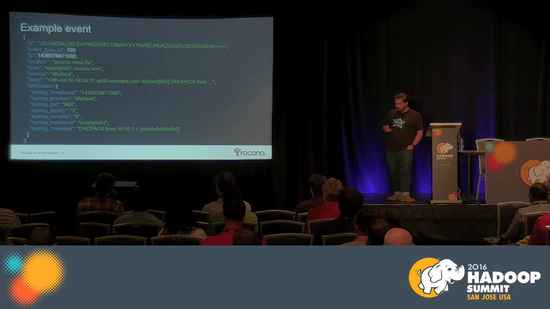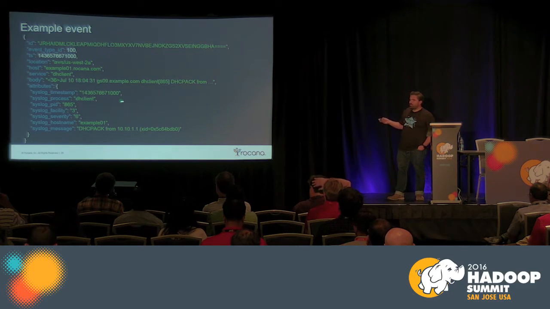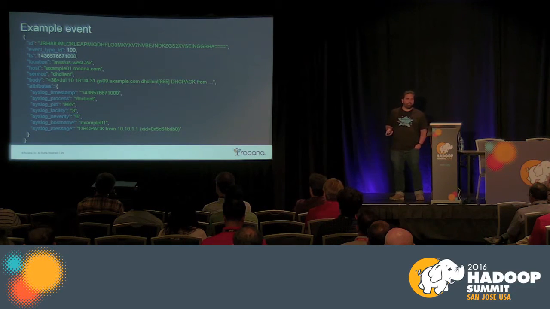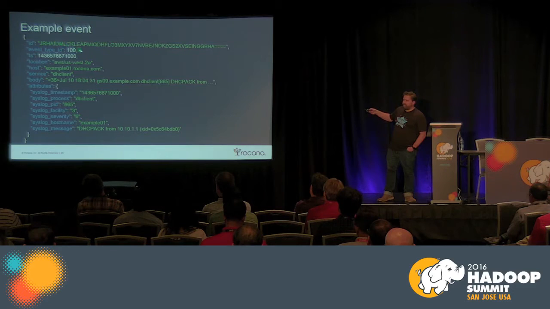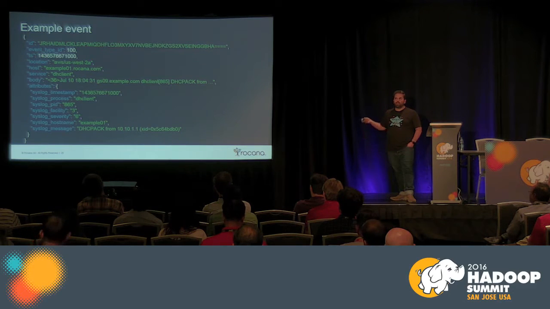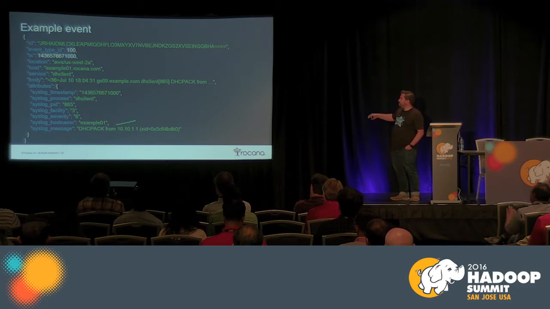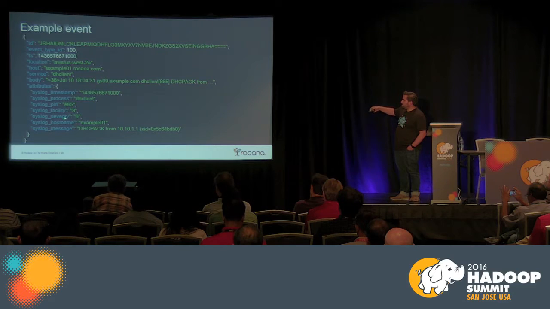So here's an example event. Again, the events are all serialized in Avro. I'm showing it here in JSON just because it's easier to view that rather than showing you a bunch of bytes. So the ID is a hash of the rest of the contents. You've got a timestamp in there, which we report in milliseconds since the epoch. Type ID, all these other things.